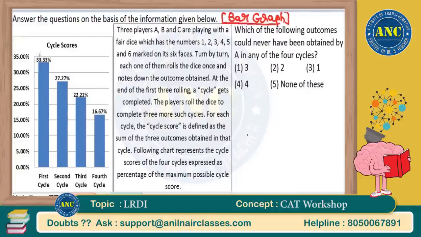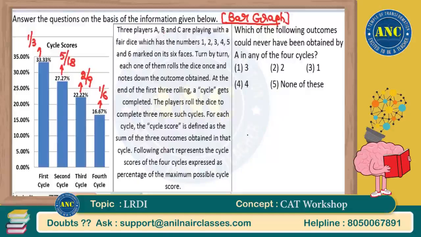So you need to know the fractions. 33.33 is 1 by 3. 16.67 is 1 by 6. 22.22 is 2 by 9. 27.27 is 5 by 18. If you are not comfortable with percentage to fractions, this problem might be very difficult for you.